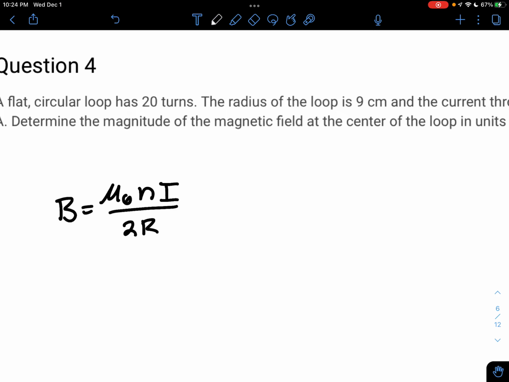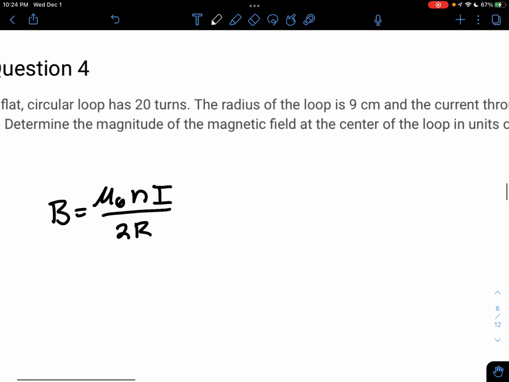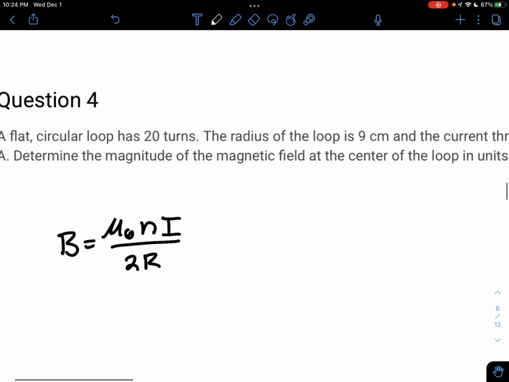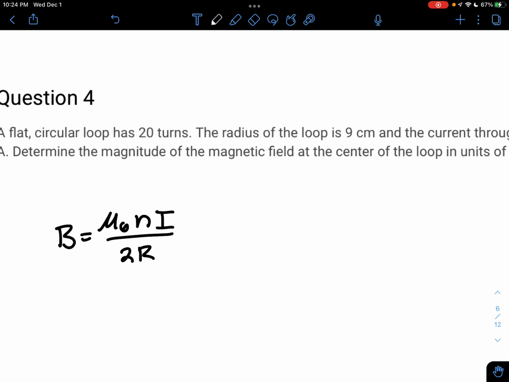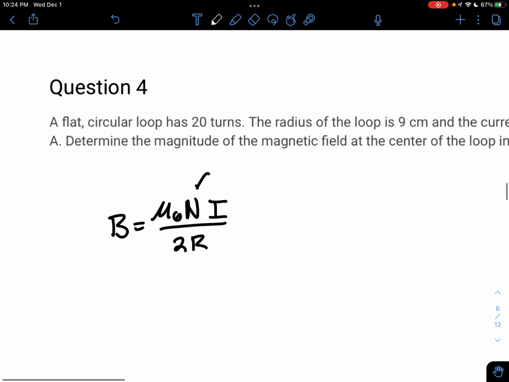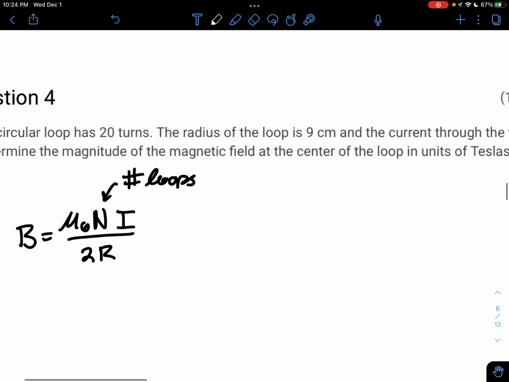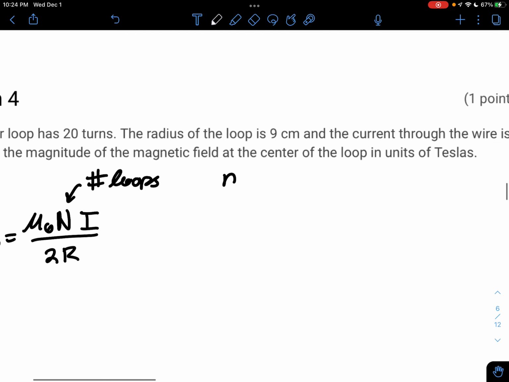And this N here. Oh, I'm sorry, I wrote the wrong N. Capital N. This N is our number of loops, because our lowercase n for like a coil, that's our number of loops per unit length.